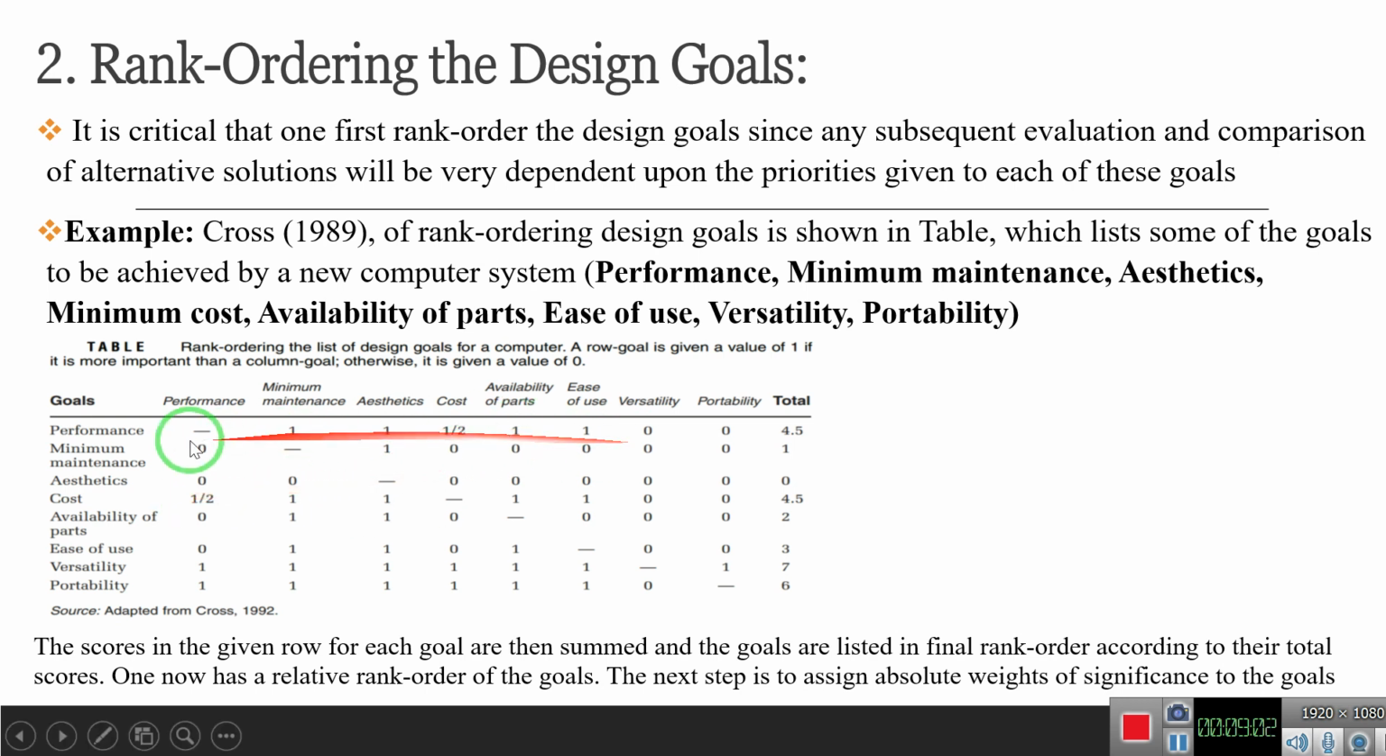Now, once you have all the details, you have to sum up for the total. 1 plus 1, half plus 1 plus 1, 4.5. Next, the second one: for minimum maintenance, we got the weighting factor 1. Aesthetic, looks, we got 0. That means at that time, looks were not important. Nowadays, a sleek model should be good looking.